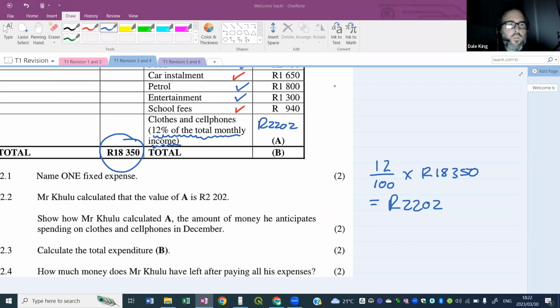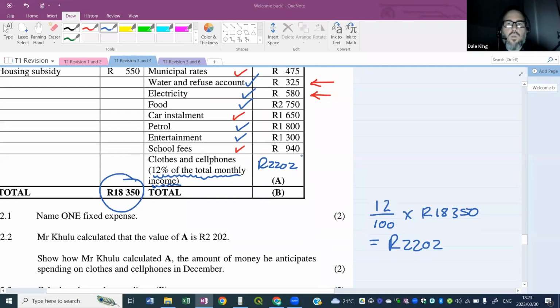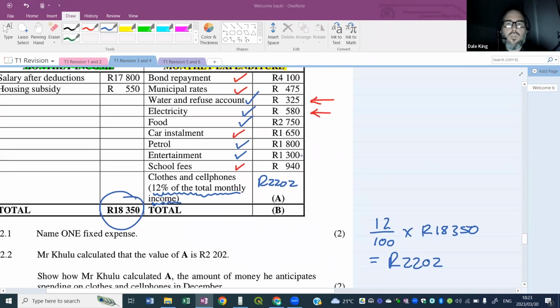All right, let's move on to question 2.3. We now need to calculate the total expenditure for B. So this total here at the bottom for B, what is the big total? So you guys are going to have to do some calculations there. And let's see what we get for our answer right down here at the bottom. For B, what is the total expenditure?